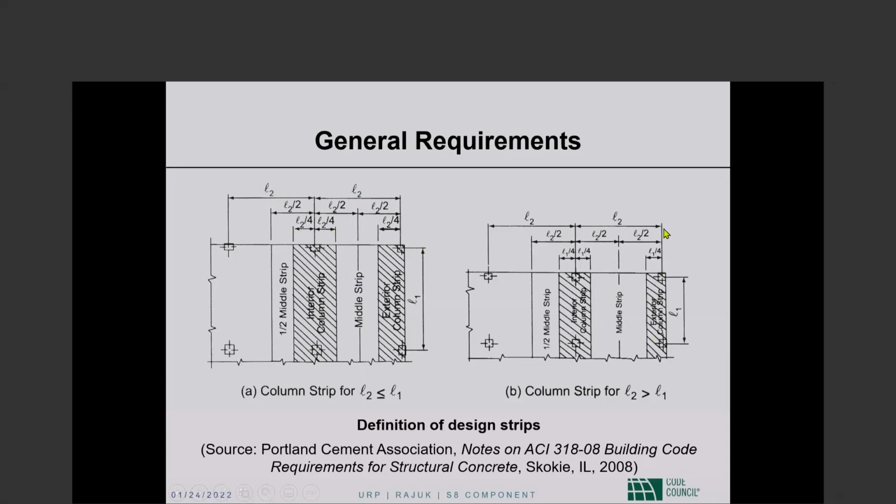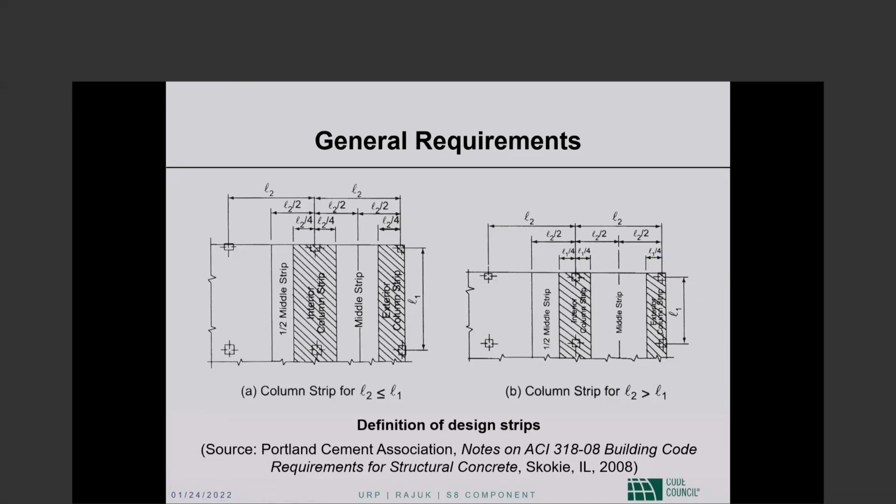Now, in the second picture, L sub 2 is smaller than L sub 1. I'm sorry, L sub 1 is smaller than L sub 2. So now the width of this half column strip is L sub 1 by 4, the shorter span divided by 4. This is L sub 1 by 4. This is L sub 1 by 4. So the width of the half column strip is 1/4 of the shorter span, L sub 1 and L sub 2.